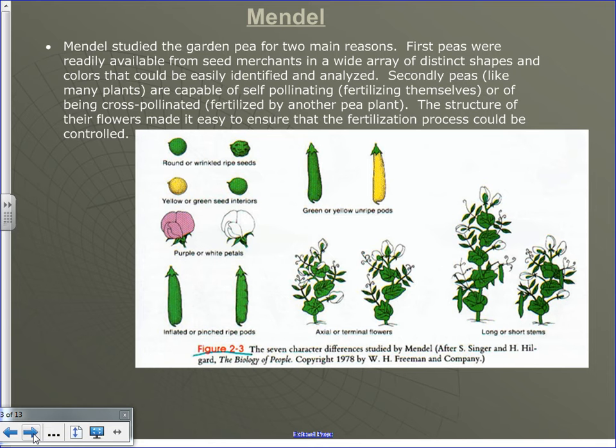So he would go to the flowers of one plant with the paintbrush, get the pollen on the paintbrush, and then go over and apply the pollen to the flowers of the other plants. Making sure that this individual pollinated that one, as part of his experiments.